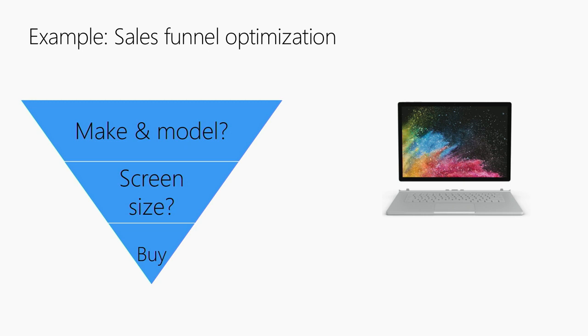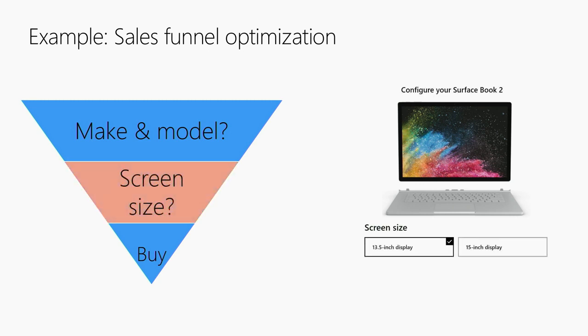Your sales funnel will involve, imagine you have 100 people coming into your app and selecting a make and model of a Surface Book, let's say. These people are going to progress through a variety of screens before they finally click buy, and it's going to gradually funnel down until some smallish fraction of people click that. Now, you might analyze this funnel and decide there's a particular part where you have a bottleneck. So you might have a lot of people getting stuck on screen size.